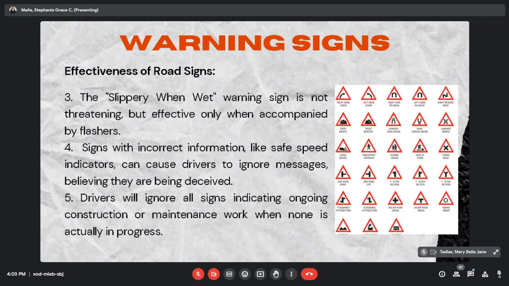Then last, drivers will ignore all signs indicating ongoing construction or maintenance work when none is actually in progress.